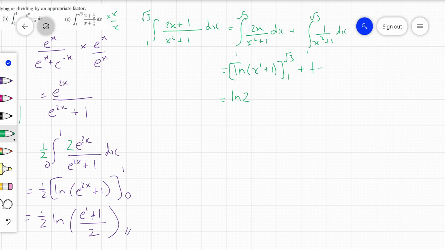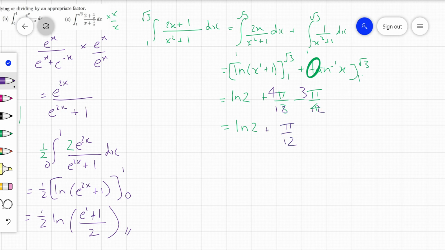This one is an inverse tan, so it's straight from your reference sheet. If I put root 3 in, I get inverse tan of root 3 is 60 degrees, so pi on 3, and inverse tan of 1 is pi on 4. So I'm getting log 2. I like to say, well, that's the same as 4 minus 3 on 12, if I change those both to 12. So 4 minus 3 is 1, so I'm going to get pi on 12 there as well. So log 2 plus pi on 12.